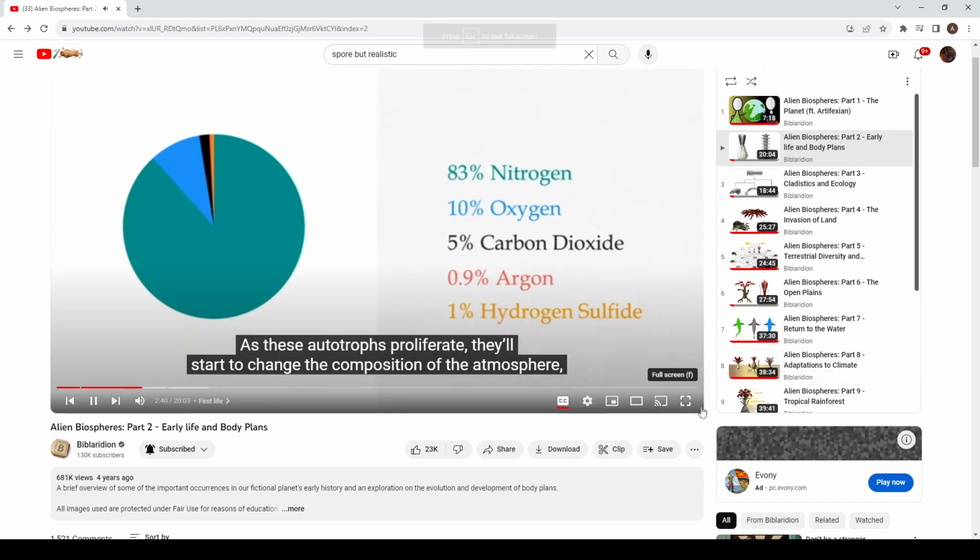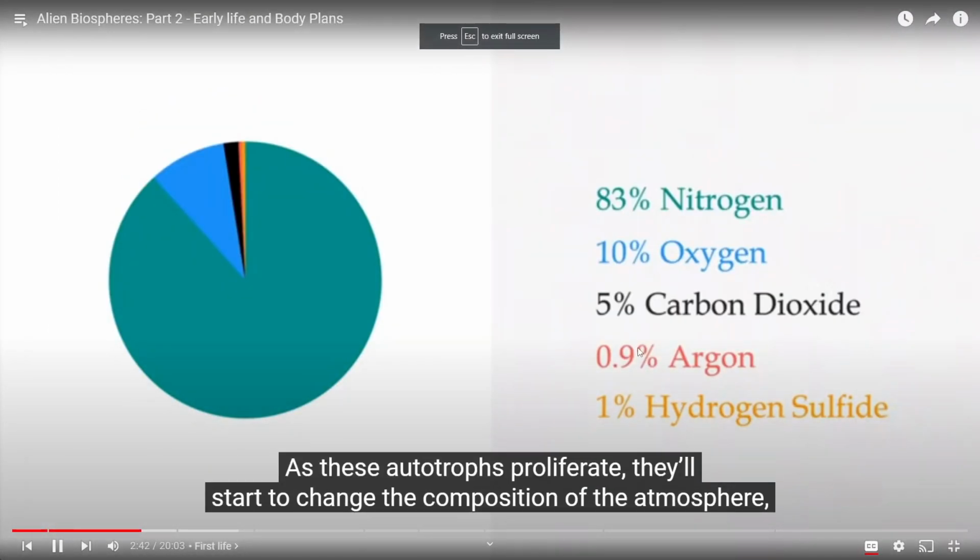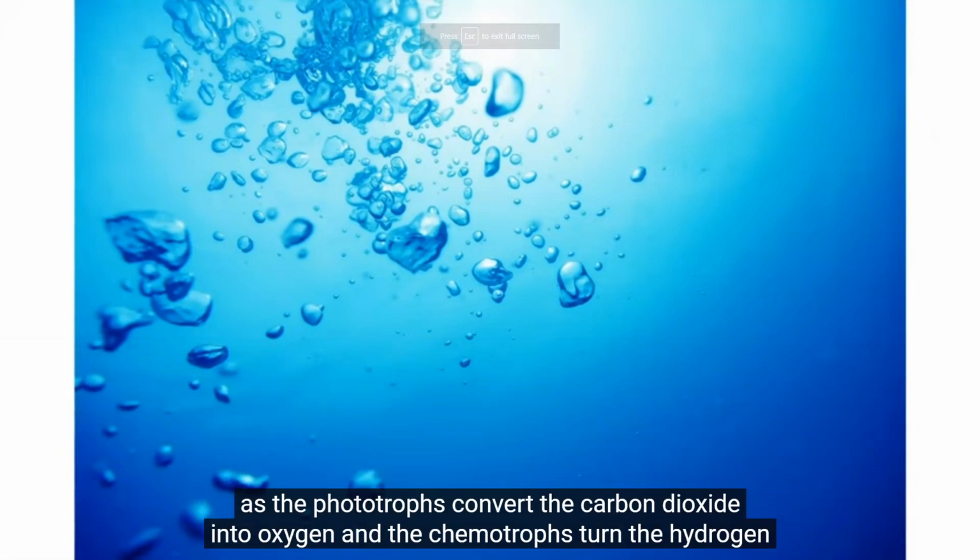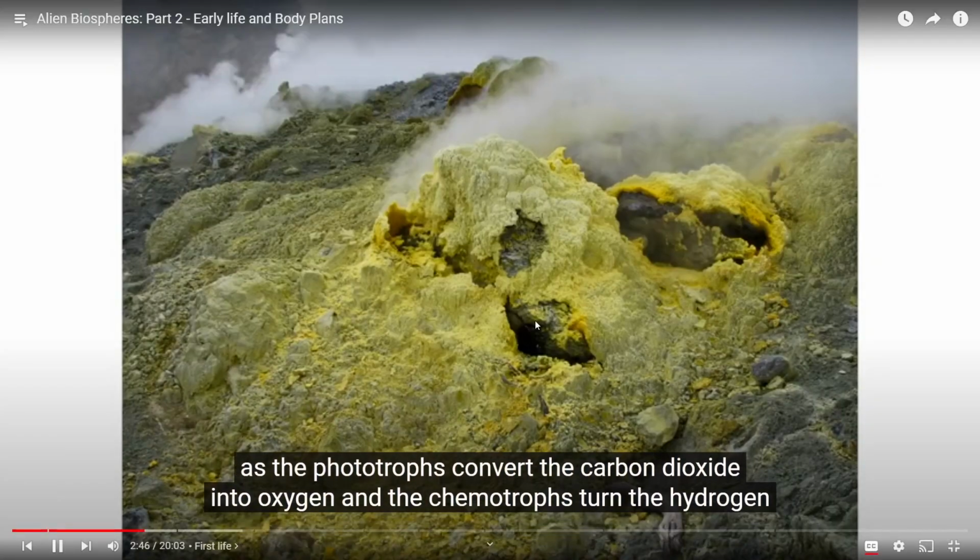As these autotrophs proliferate, they'll start to change the composition of the atmosphere, as the phototrophs convert the carbon dioxide into oxygen, and the chemotrophs turn the hydrogen sulfide into elemental sulfur.